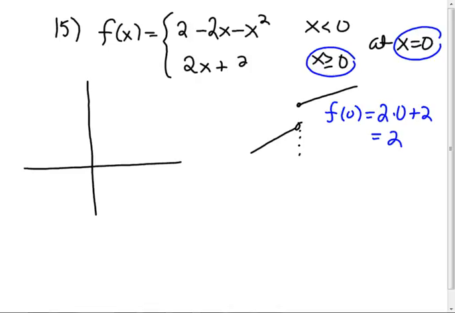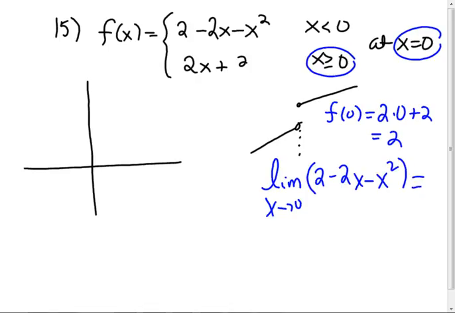Well, this is a polynomial. The limit at 0 is 2. I mean, that's not going to be a problem. But I need to check this limit, because that's a totally different function. As x goes to 0, of 2 minus 2x minus x squared. What's that equal to? 2. So at 0, these do match up. They match up at 2.